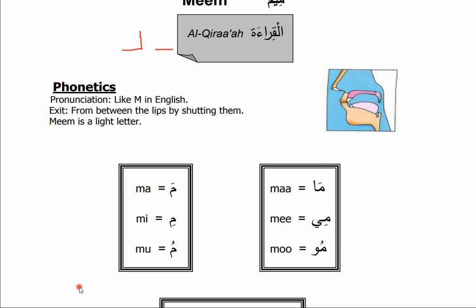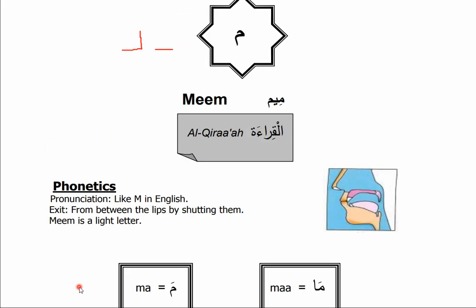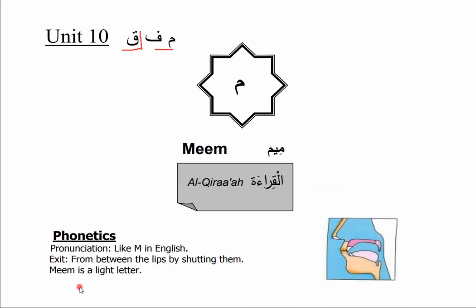This is our unit number 10 from the step-by-step book. In this lesson we are going to do three letters, that is Mim, Fa and Qaf. These two letters are light and the last letter Qaf is a heavy letter and it is from the letters of Qalqala. Letter of Qalqala means shaking.